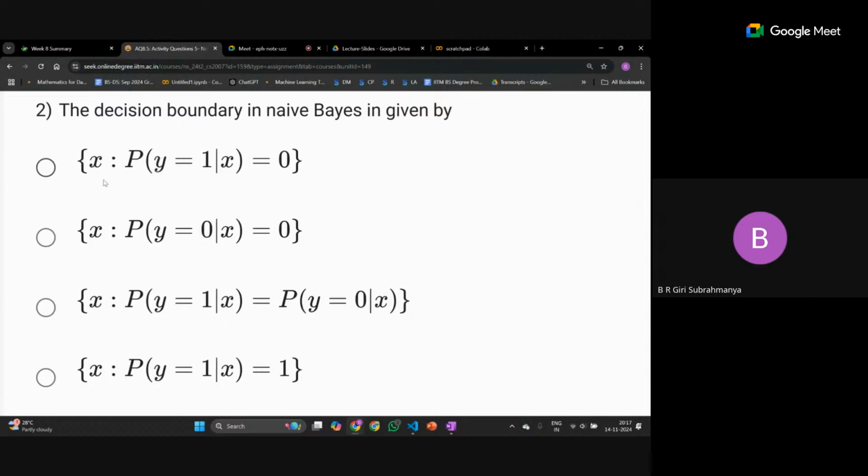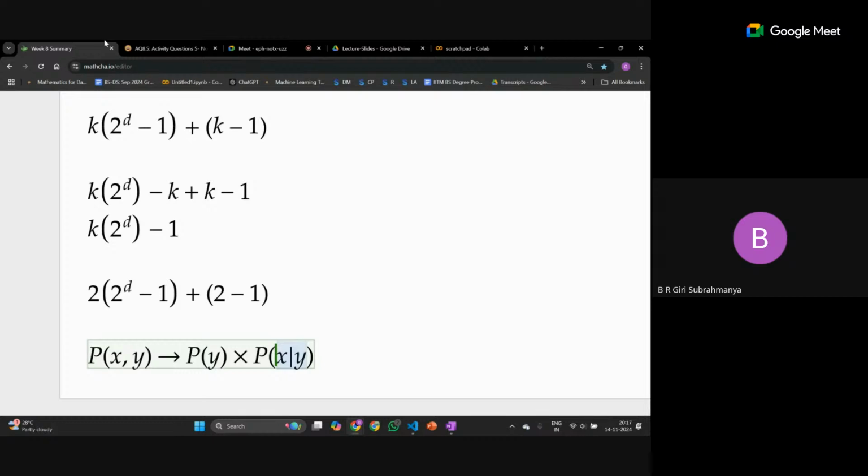Set of all x such that this one being equal to 0 or this being 0 or this being 1. So if this is 1, then this is like 0, right? And if this is 0, the other one is 1. Now, what does this decision boundary mean?